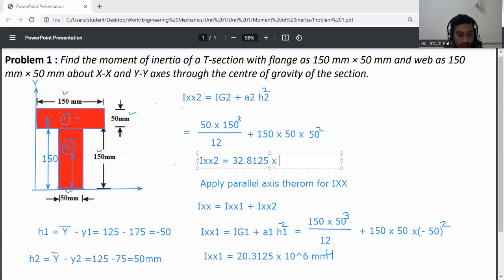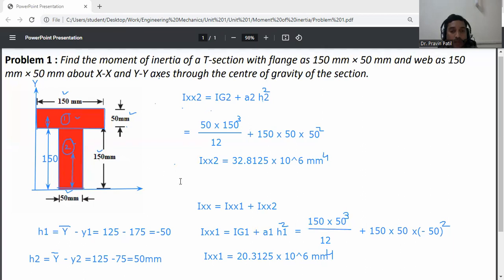32.8125 into 10 raised to the power 6 mm raised to 4. So this one is mm raised to 4. Okay. So now Ixx is equal to Ixx1 plus Ixx2.